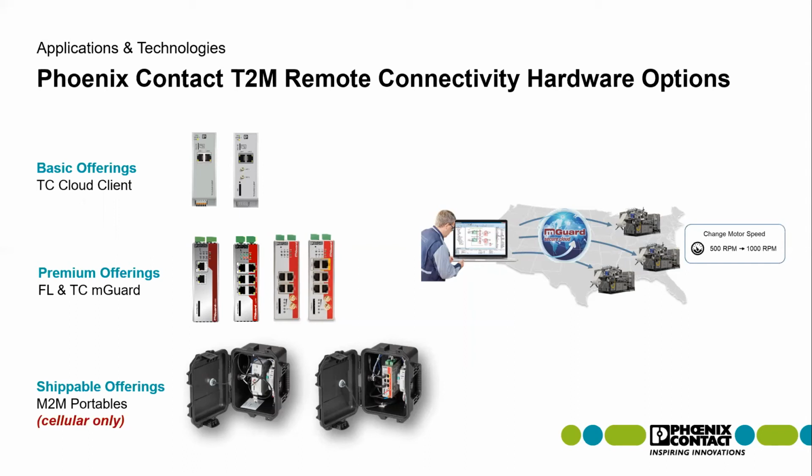And let's say you don't want to install one of these pieces of hardware on every piece of equipment. We also have a couple of shippable offerings that take the Cloud Client or the TC FLM Guard, the cellular products. They package them inside of a robust and durable Pelican case so that they can just be drop shipped anywhere in the country. You get a call that something's going wrong, overnight one of these Pelican cases to your site, have someone on site plug it in and power it up, and you have instant remote connectivity to your equipment.